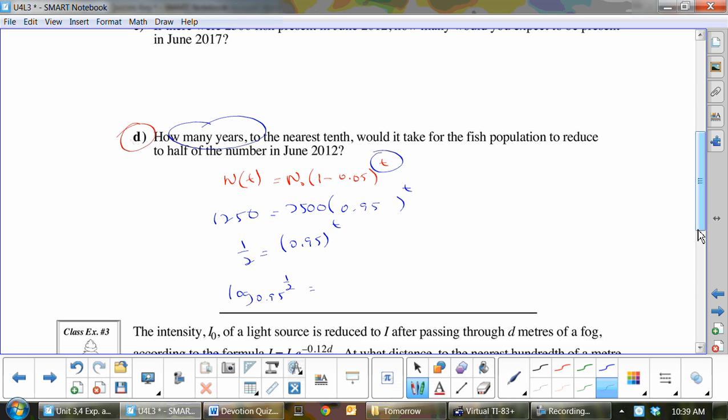Yes? This is N(t), N of t, that's a function. What's the number of fish at that time? Okay, so that's not a variable. What do we get? 13.5134 dot dot dot. So what would be the answer?